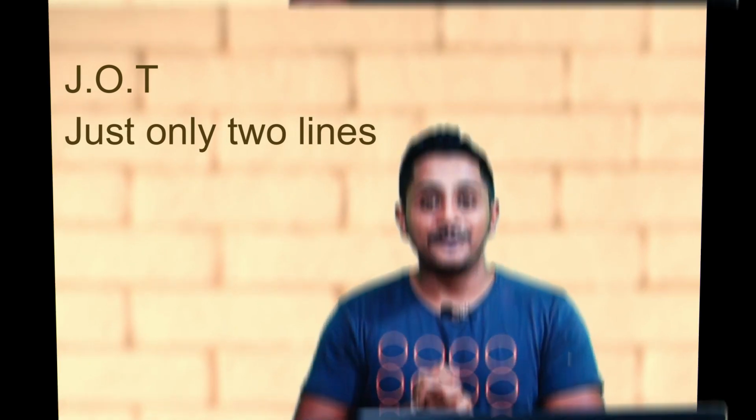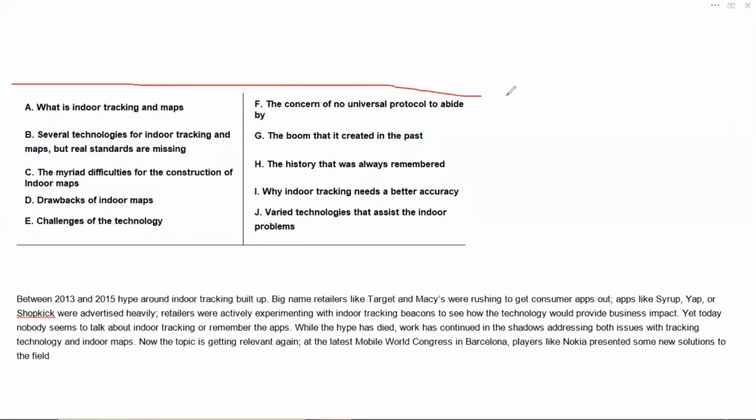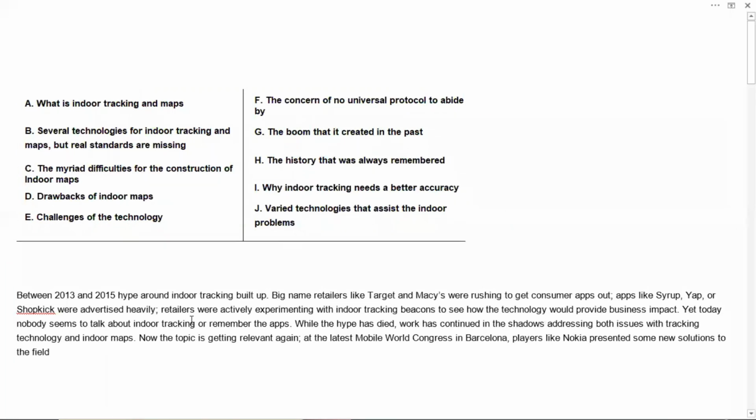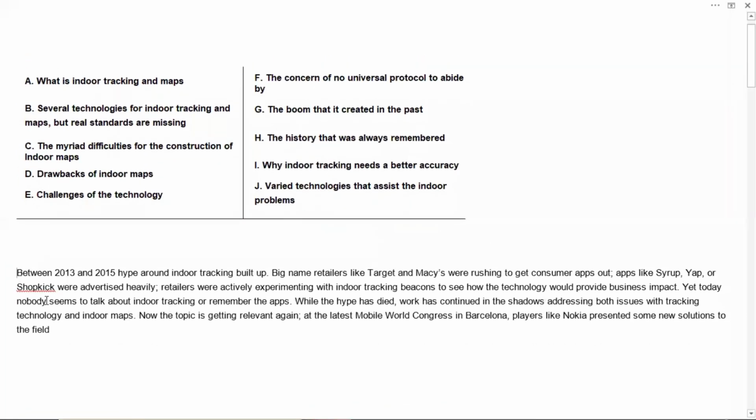So let's quickly start off. Let's assume these are the options for the matching heading that is given. For simplicity's sake, I've just divided them into two columns here and the paragraphs are below. I've just divided the paragraphs into multiple segments so that we can go in steps. All right, so let's apply the J.O.T. technique, which says just only two lines.